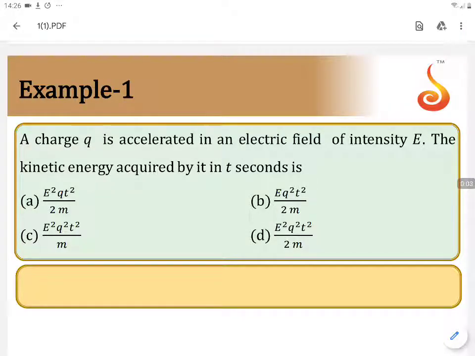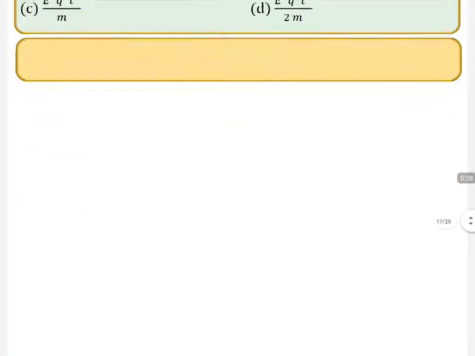A charge q is accelerated in an electric field of intensity E. The kinetic energy acquired by it in t seconds is. So, we need to find the kinetic energy acquired by a charged particle of charge q when it is released from rest in a uniform electric field. Here, we neglect gravity. So, here we consider only the electrostatic force.